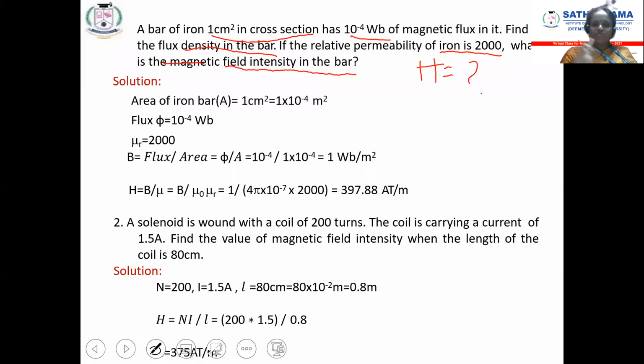For H we have 2 formulas. What are the 2 formulas for H? Please wait, did you not write that particular problem?